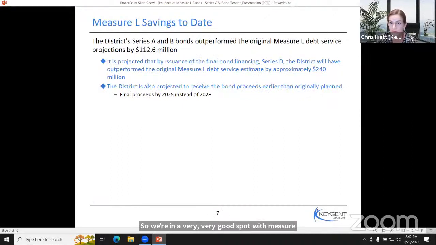So in total savings to date, just based on Series A and B, we're at savings of about $112 million on those 2 series alone. And if the projections hold true, including Series C and D, we would be at $240 million less than Measure L was originally estimated to cost for your taxpayers. And again, we're also planning to get all of the bond proceeds faster than the original Measure L plan. So 2025 instead of 2028, which is fantastic.